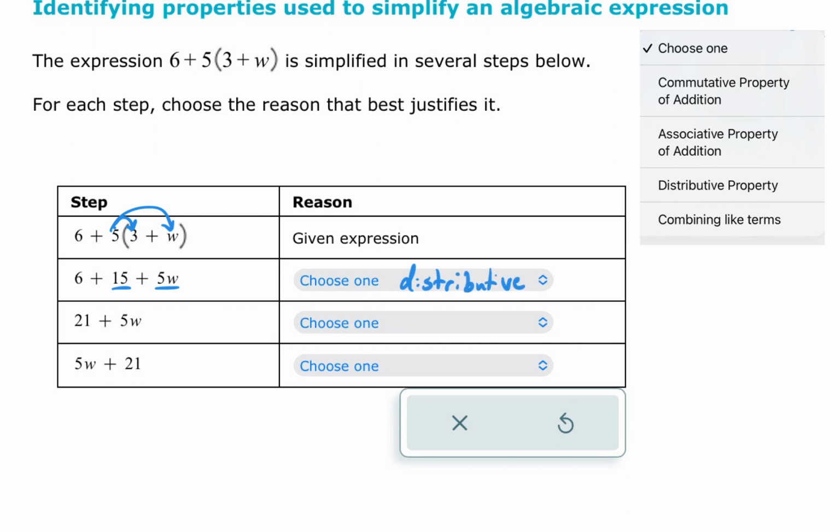Next, it looks like we combined the 6 and the 15 to get 21. The 5w stayed the same. So the 6 and 15, those are like terms, so we combine like terms. And just like with the last couple of examples, we moved the variable to the front because it was just an addition problem. The commutative property of addition allows us to flip the order.